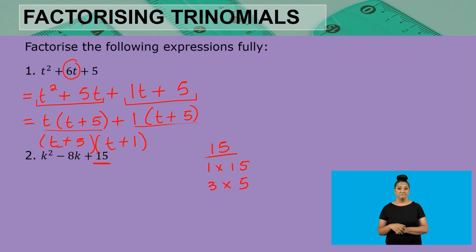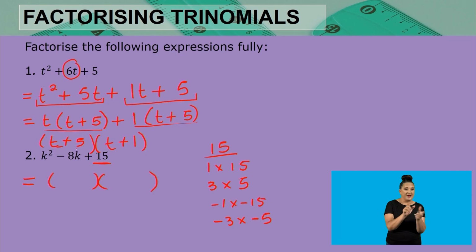So those are the factors of 15. But remember, we also have a negative 1 multiplied by a negative 15, and we have a negative 3 multiplied by a negative 5. All of them do give us that positive 15. Now, which one of them, when added, give us the middle term? So in the middle there, we've got a minus 8. So we are going to look at these terms and look at which one gives us the minus 8 when added.